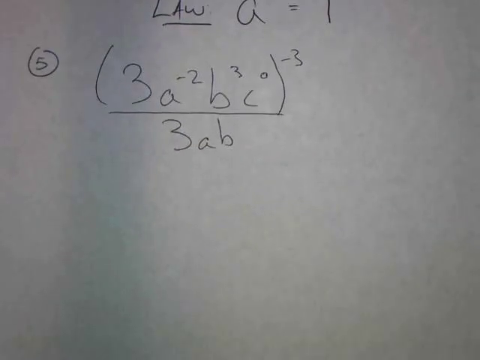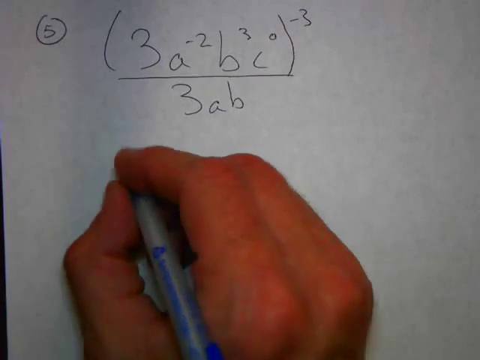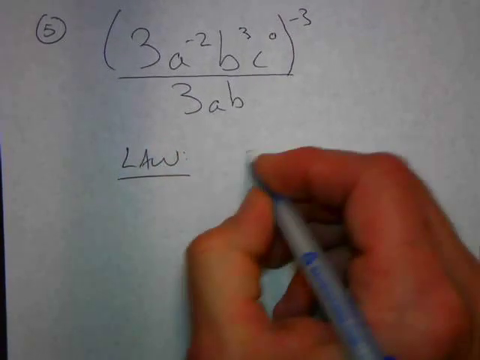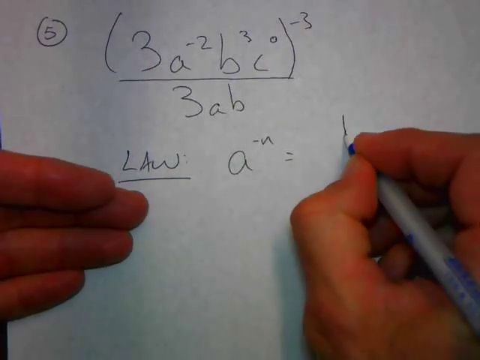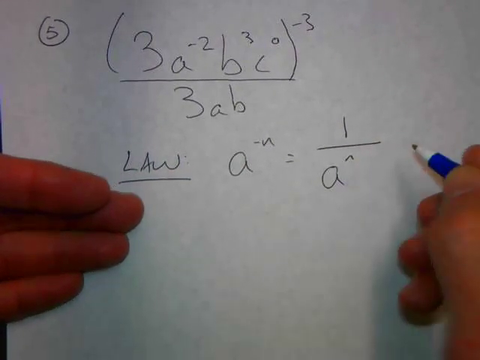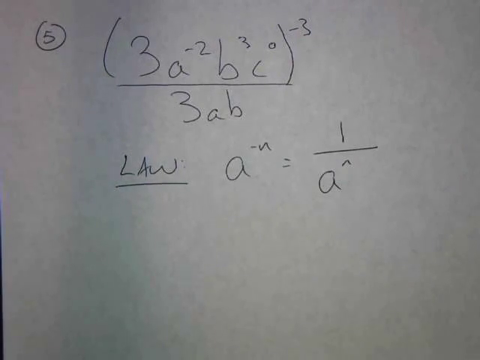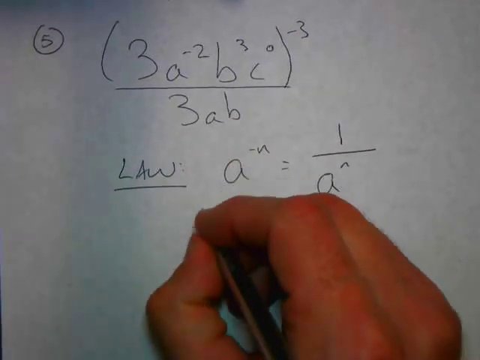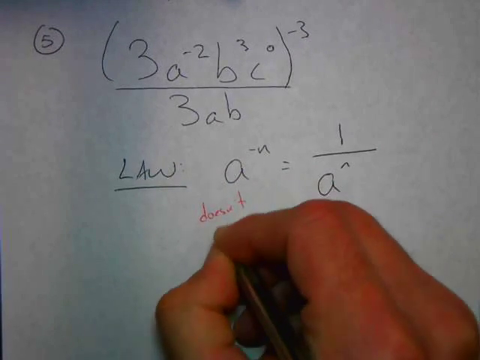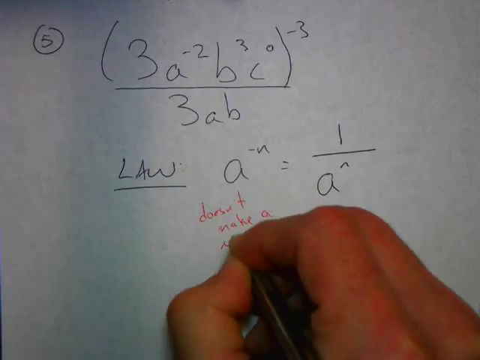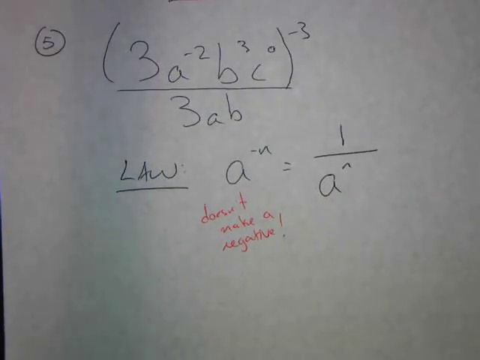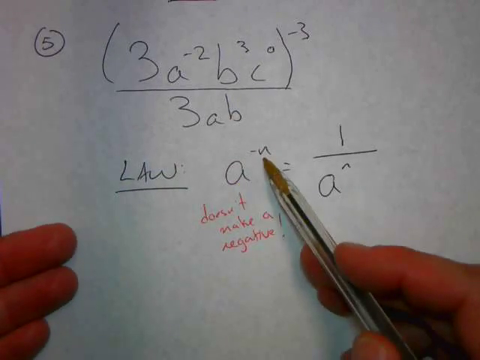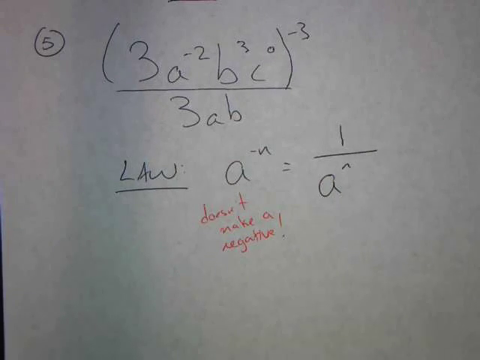Law. It's actually kind of two laws. Well, I'm going to write it twice. It's the same law, but it's written twice. Law: a to the negative n is equal to 1 over a to the positive n. Notice how it doesn't make a negative. Okay? It just puts it into the denominator and makes the exponent positive. So this simply puts the number into the denominator and makes the exponent positive.